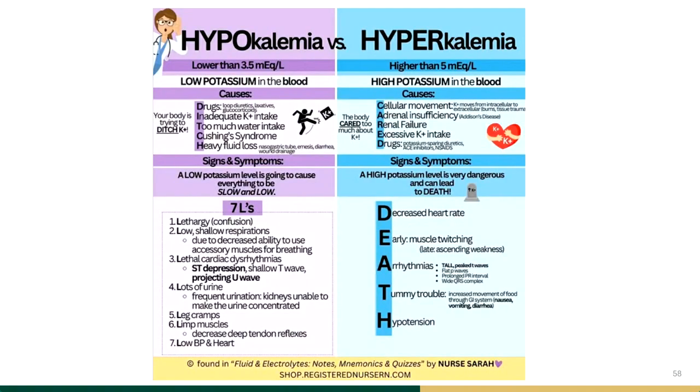All right, so I found this site that had these cool graphs. It's got hypo and hyper, so the causes, the signs and symptoms, and then the characteristics of the disease state. So that might help you, but it's got all the same information that we talked about before.